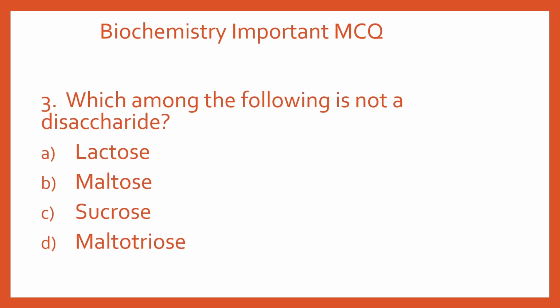Now to the next question: which among the following is not a disaccharide? Disaccharides are formed when two monosaccharides are joined together. Lactose is a disaccharide made of glucose plus galactose. Maltose is a disaccharide made of glucose plus glucose. Sucrose is a disaccharide made of glucose plus fructose. Maltotriose is not a disaccharide. We have glucose plus glucose plus glucose, which is called an oligosaccharide. So the right answer here is maltotriose, because it's not a disaccharide but an oligosaccharide.